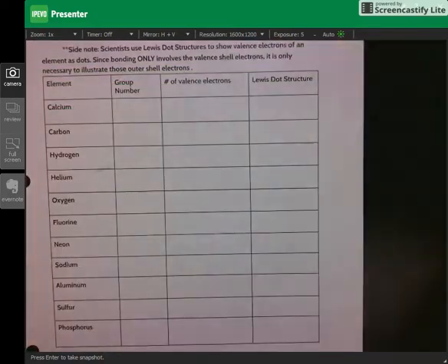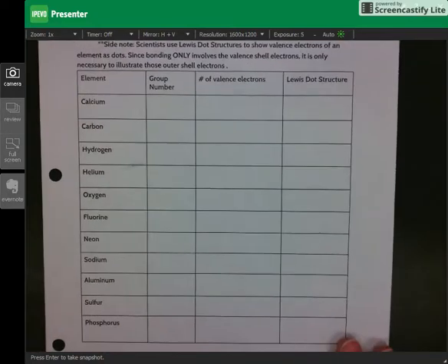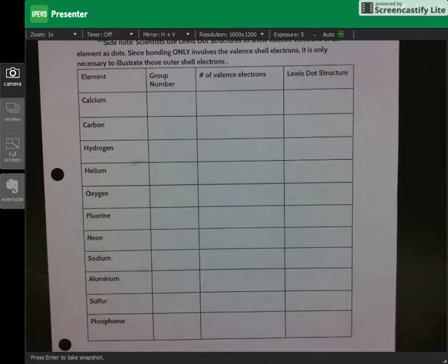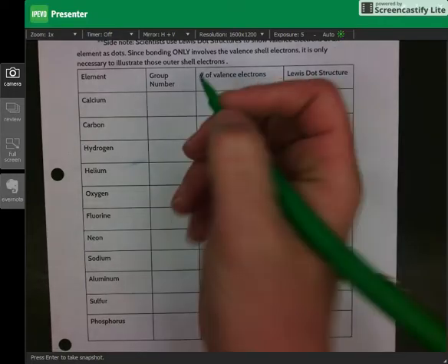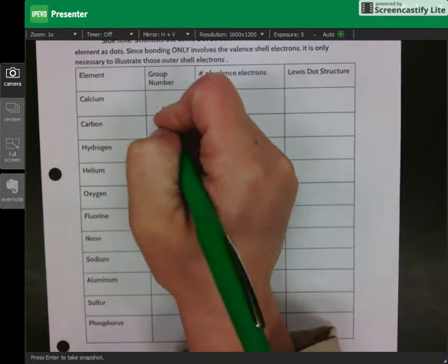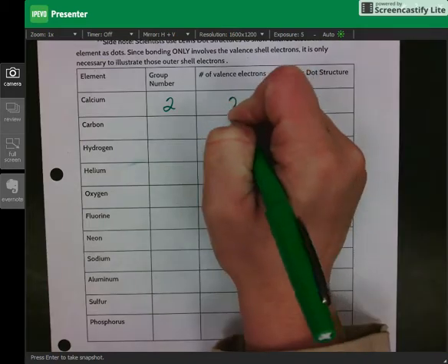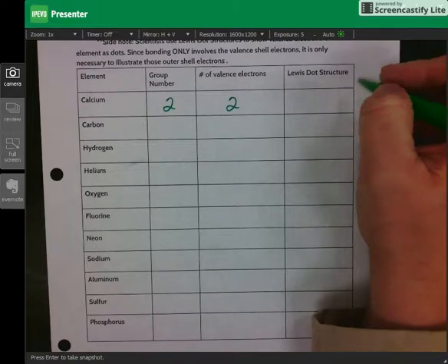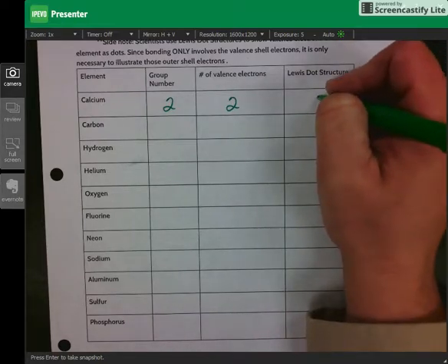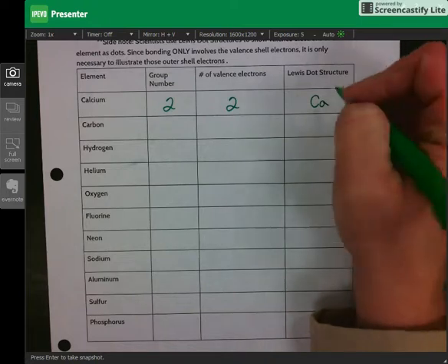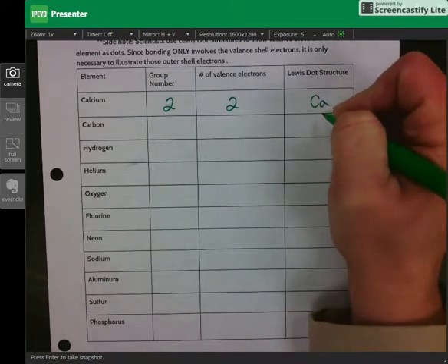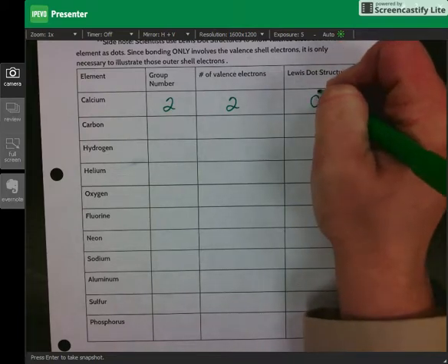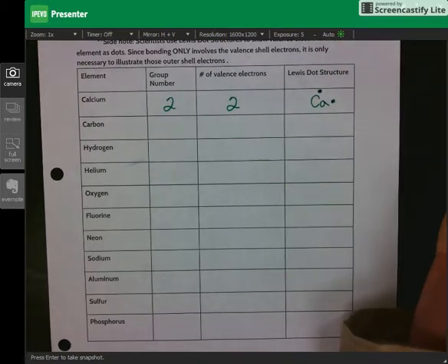Okay, so now let's take a look at page 5. We're going to be just looking at group numbers and number of valence electrons, and then Lewis dot structures. So if I find calcium, it's in group 2, which means it's going to have 2 valence electrons. Now remember, these Lewis dot structures from biology and possibly physical science, we put the symbol, so calcium is Ca, and then we put 1 on each side, and then pair them up if we need to. So calcium's only got 2, so I'm going to throw 1 there and 1 there.